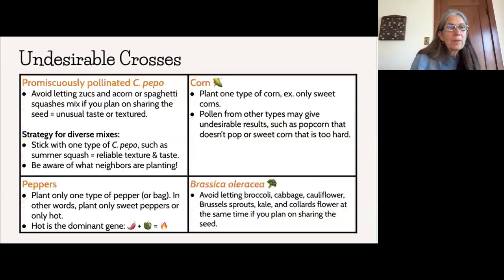avoid. Okay. And then, as I mentioned earlier, some undesirable crosses could be the zucchini and acorn squash or zucchini and spaghetti squash could be a little bit weird texture. So if you're growing one, just stick with one lane there. Peppers, if you're looking more for a mix and you're not super worried about it, you might want to stick with either all sweet or all hot.